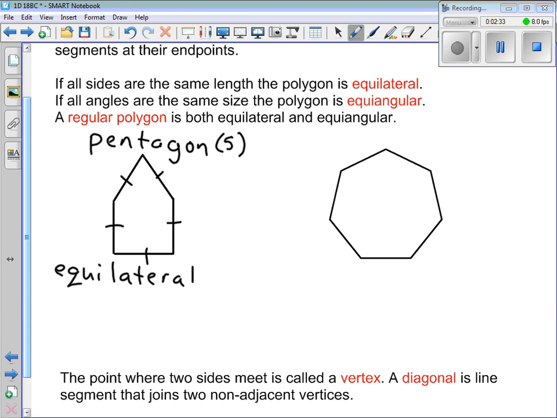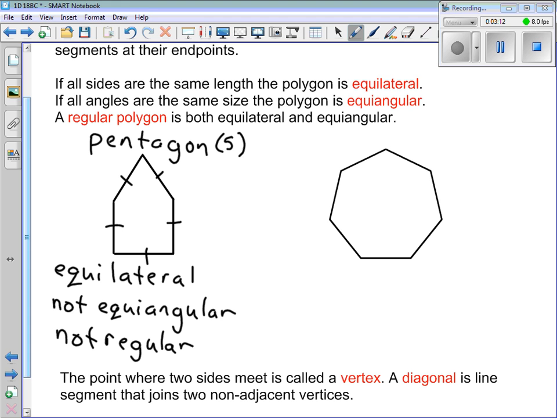Is it equiangular? Now this should be clear kind of from the diagram here. Is it equiangular? Michette's shaking her head. How do you know? Yeah, so it is not equiangular. Is this a regular polygon? Why not? Yeah. It has to be both equilateral and equiangular for it to be regular. So this is not regular.